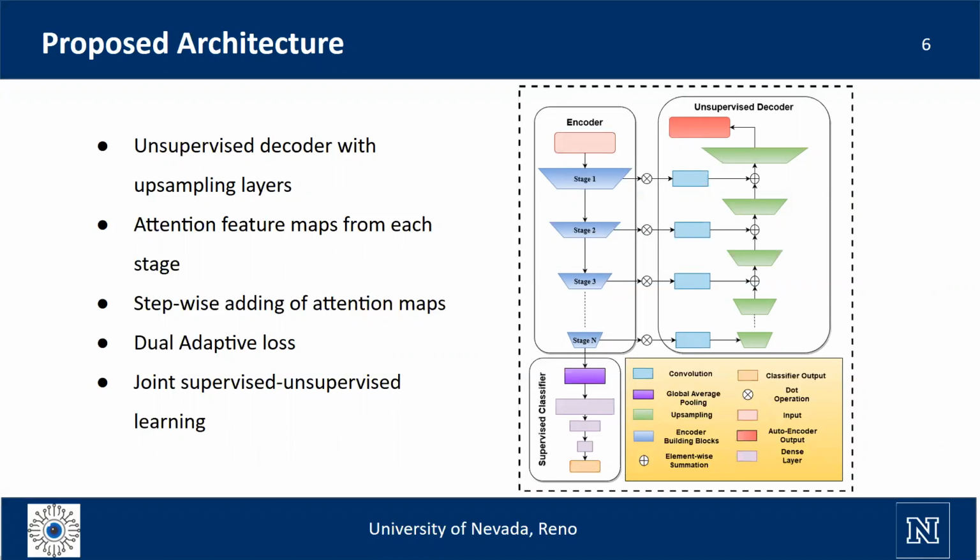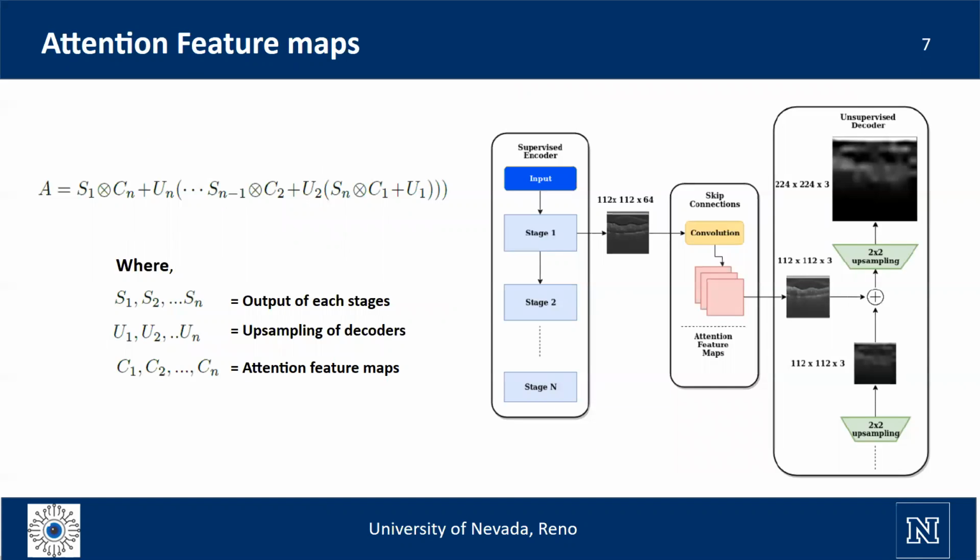These connections contain an attention module that element-wise adds features with each output of the upsampling layer. Both the unsupervised decoder and supervised classifier have their separate loss function. They are adaptively updated using a dual loss scheme while training the network. To demystify the mathematical operation in the skip connection, we formulate an equation for the attention module. Here S signifies output from each stage of the supervised encoder, U denotes the output of each of the paired upsampling layers having the same spatial dimension, and lastly C denotes the convolution operation which is applied on the output of S to make the depth of the feature map the same as U.